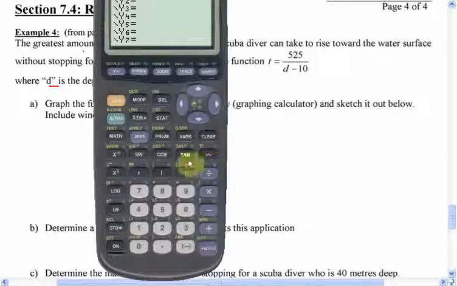So go to y equals and plug in the function 525 divided by, and then we don't have d, so we'll use x. Make sure you put a bracket. This is one mistake a lot of people make. The d minus 10 is the entire denominator, so please put a bracket around the x minus 10. Then press graph, and you're like, where's my graph? So think about your domain and all that.